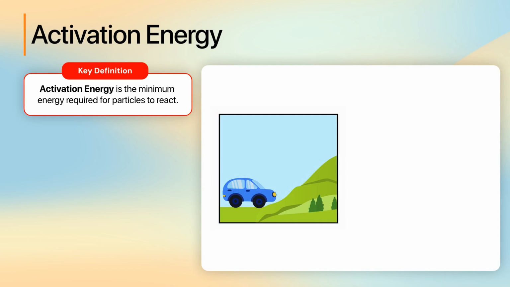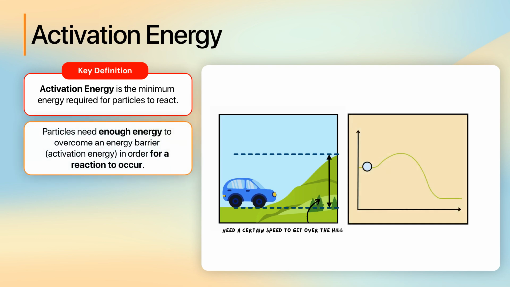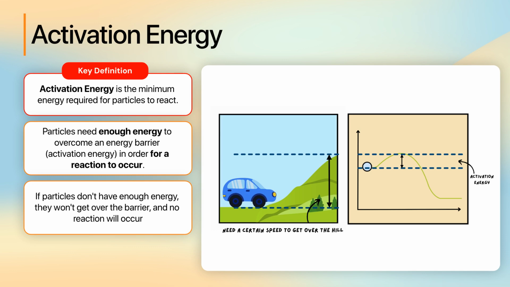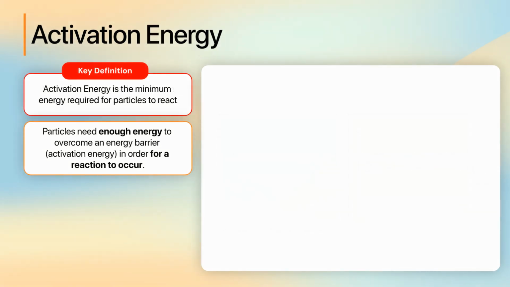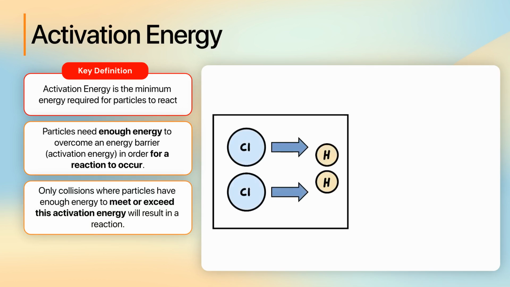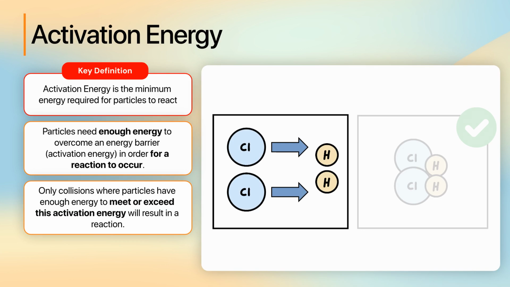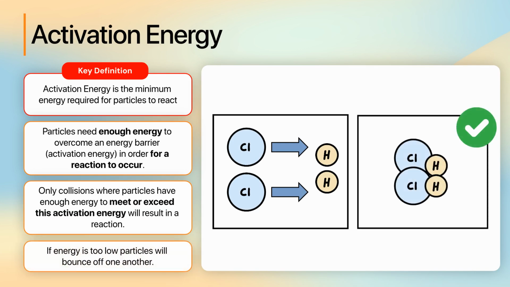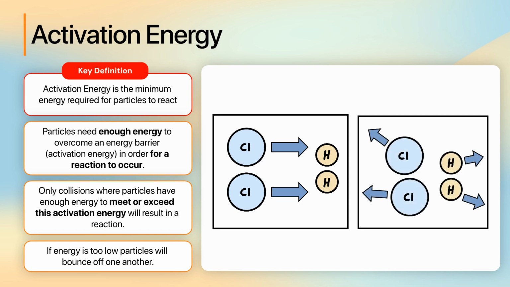Activation energy is the minimum energy required for particles to react. Imagine particles as cars driving towards a hill. Just as cars need a certain speed to get over the hill, particles need enough energy to overcome an energy barrier, the activation energy. If particles don't have enough energy, they won't get over the barrier, and no reaction will occur, similar to cars that can't make it up the hill without enough speed. This concept is pivotal because only collisions where particles have enough energy to meet or exceed this activation energy will result in a reaction. If the energy is too low, the particles will simply bounce off one another without reacting.